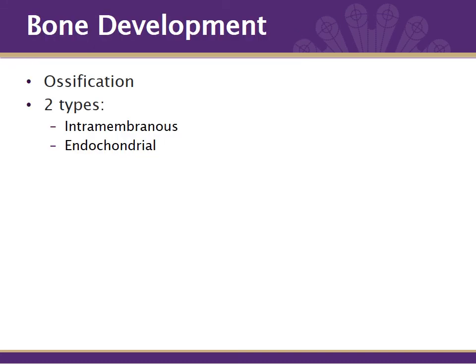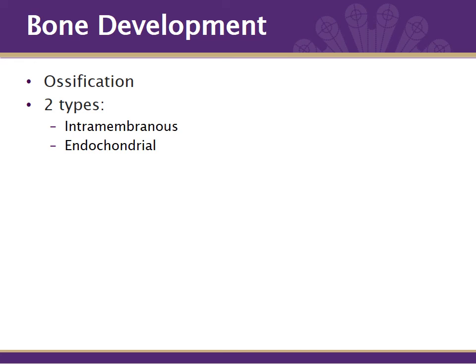Bone growth is called ossification and occurs in 2 forms. Intramembraneous ossification produces flat bones. They develop within a fibrous sheet that is similar to the dermis. This growth is within a membrane of mesenchyme and how it got its name.